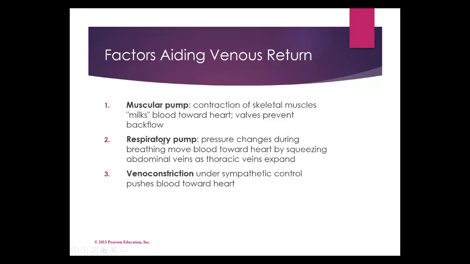Another important factor aiding in venous return, or return of blood in the veins to the heart, is the respiratory pump. When we take a deep breath, we are increasing the pressure in the abdominal area and decreasing the pressure in the thoracic area. So we're essentially pushing that blood from the abdominal region up to the thoracic region, which again is closer to the heart. The abdominal veins are compressed, thoracic veins expand, and it draws that blood upward. Again, you're creating these pressure changes physically by taking deep breaths.